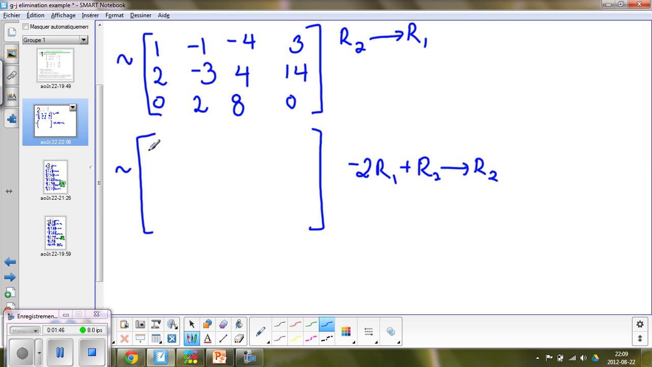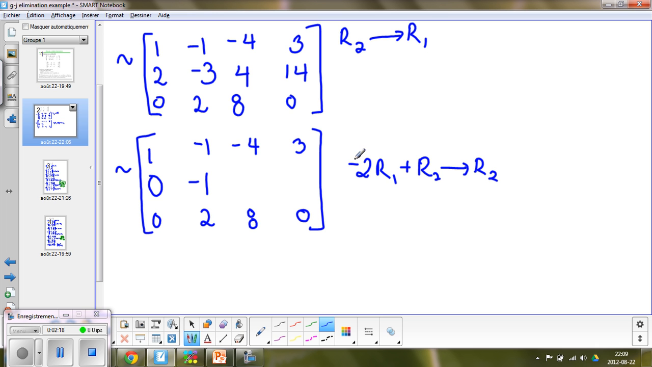So not touching the first row, not touching the last row because we already have the 0 where we want it to be. So only changing the second row. So -2 times 1 plus 2 is obviously 0. That was the whole idea. I have -3 plus -2 times -1. So these two minuses will cancel.